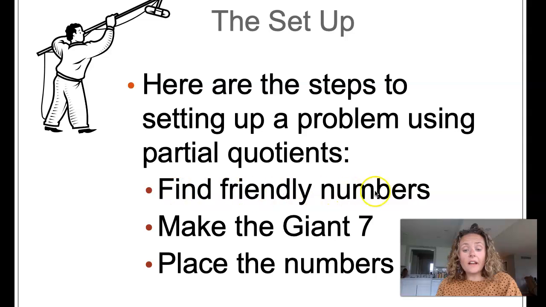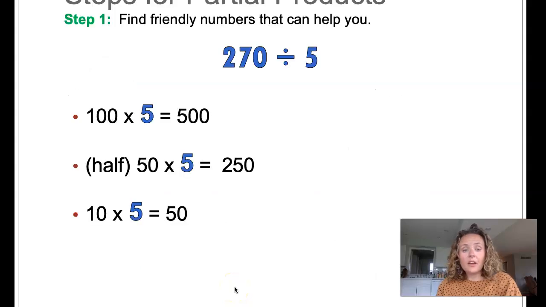First, you're going to need to find friendly numbers, friendly multiplication numbers. We'll make a giant 7 to keep us organized, and we'll place the numbers within the giant 7 to do the math. So let's start with finding friendly numbers that'll help us. If we're trying to solve the problem 270 divided by 5, we need to think of facts using zeros that will help us. So 5 times what will help us? I always like to do 100. I always like to know what 100 times my divisor is. So 100 times 5 is 500.